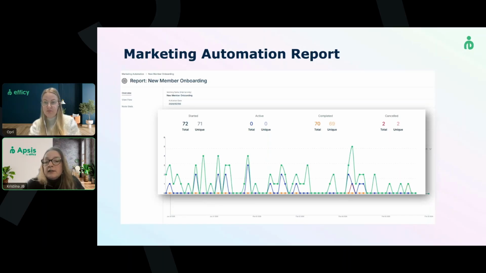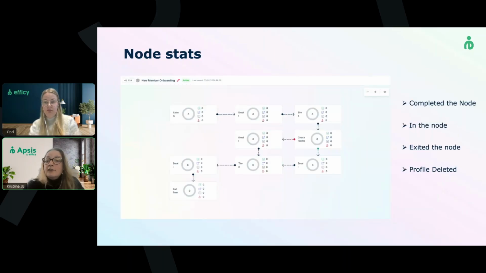So this data can show you over time, based on a time interval of choice, how the flow is actually doing. So if you see that the engagement is falling, then we might need to do a revisit and see, is this flow actually working as intended? Other things we can look at is the node stats.